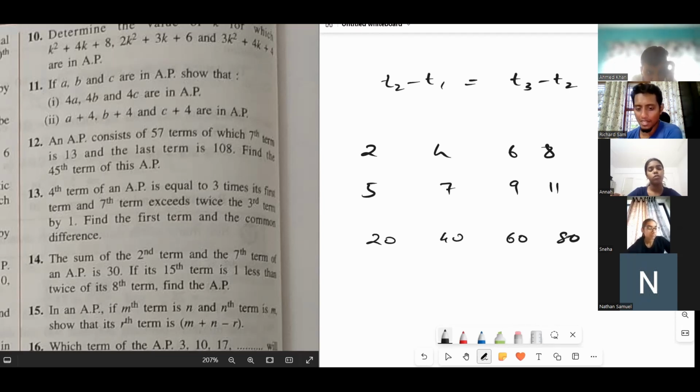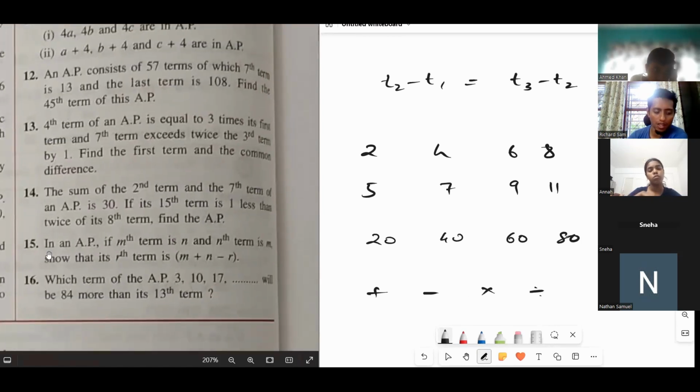So you can add something, subtract something, multiply something, or divide something to every term of the AP, and the resultant sequence will still be an AP. Okay, any other doubt?